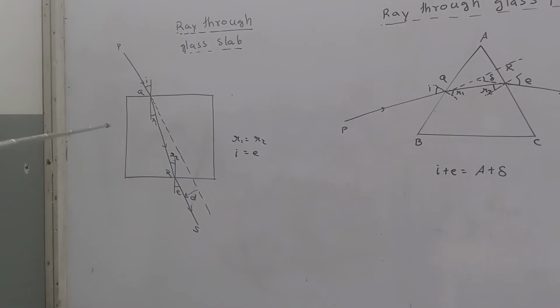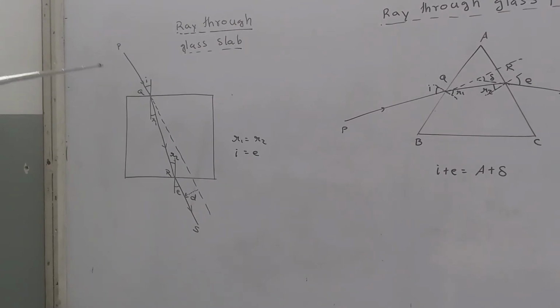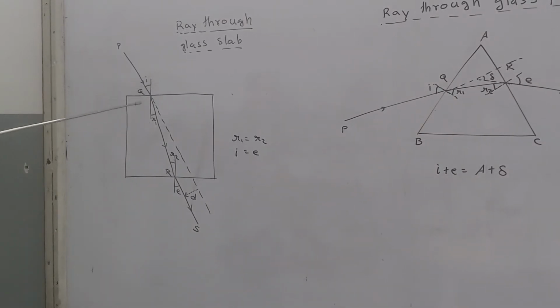Now if the glass slab is removed from here, what will happen to the ray PQ? Instead of bending, the ray PQ will go like this along the dotted line. The dotted line shows the path that the ray will move if the glass slab is not there. But in the presence of the glass slab, this becomes the angle of incidence. This is the angle of refraction, I call it R1.